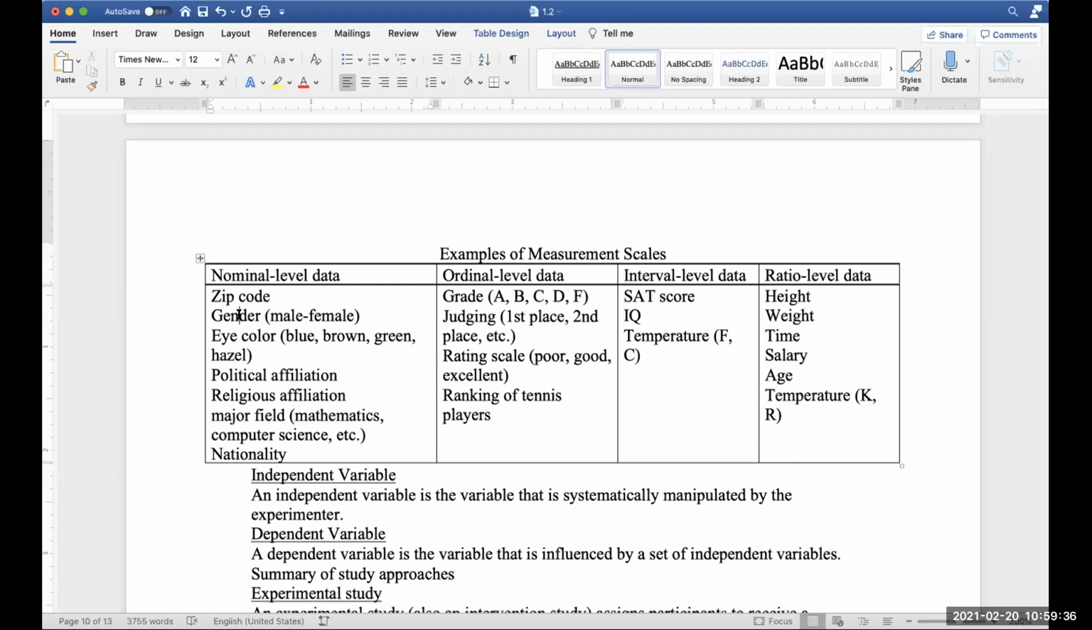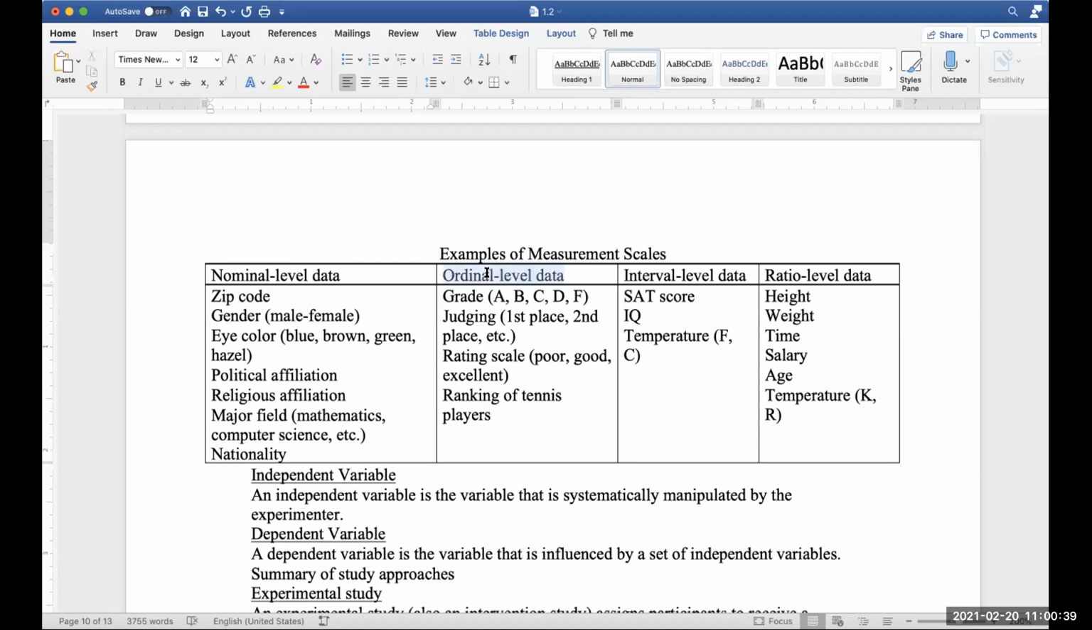Similarly with gender, you can tell if you're male, female, but you cannot order these. Same with color, eye color, blue, brown, green, hazel, etc. You can tell what your eye color is, but there's no way to order these colors. Political affiliation. So you can tell what political party you're in, but again, you can't order those. Religious affiliation. Again, you can tell what religion you're in, but you can't order those. Major field. So you can tell what field you're in, but again, you can't order those. Unless you're in mathematics, in which case, number 1. Nationality. Again, you can tell what nation you're in, but you can't order those.